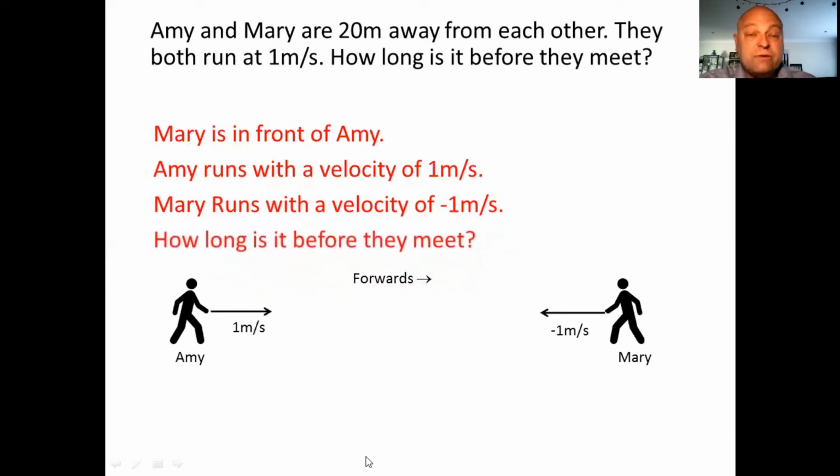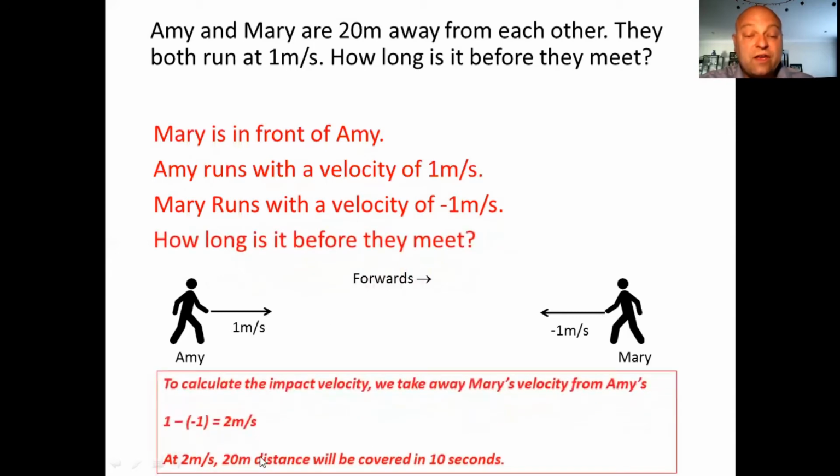And how long is it before they meet? So that bit is the same. Well, that is quite simple. The way you would do this, to calculate the impact velocity, you take away Mary's velocity, which is -1, from Amy's velocity, which is 1. So 1, take away -1, minus is a plus. The impact velocity is 2 meters per second.